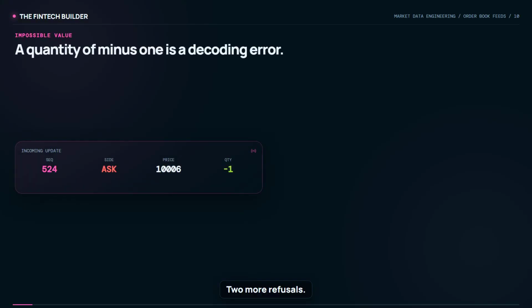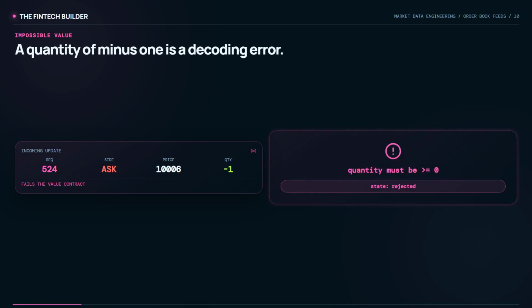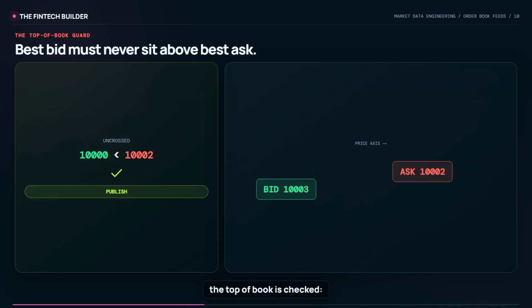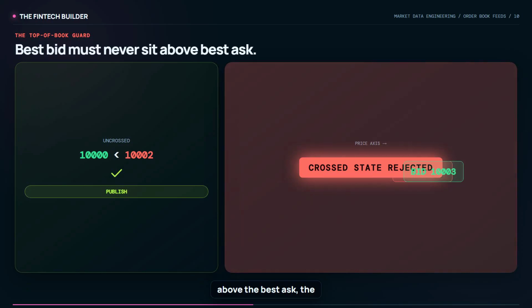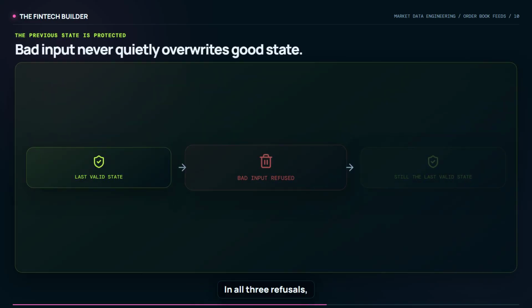2 more refusals. A quantity of -1 is not a small book that owes shares. It is a decoding or adapter error, so the reconstruction rejects with quantity must be greater than or equal to 0. And after every update, the top of book is checked. If the best bid ever ends up above the best ask, the reconstruction raises a crossed book instead of publishing it. In all 3 refusals, the previous valid state is never quietly overwritten by the bad input.